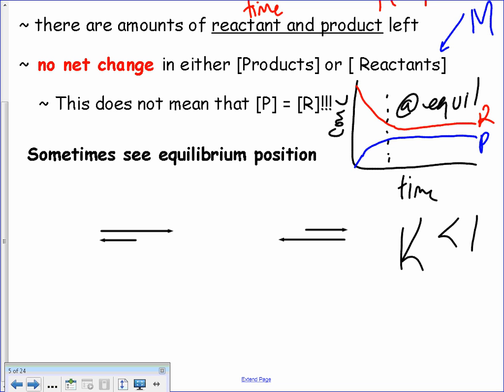Okay, so these are facts you should be able to pull from a graph fairly quickly. Now, whenever I say that one side is favored over the other, that just means that I'm more likely going in the forward direction if I'm forming products, or in the reverse direction if I'm favoring the formation of reactants. It can go back and forth.